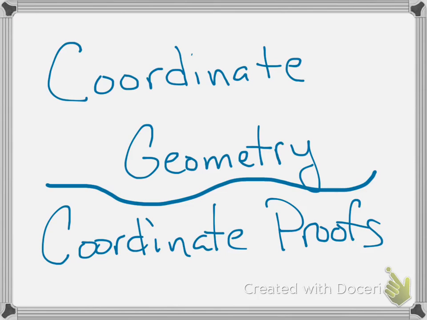The coordinate proof basically involves placing geometric figures in a coordinate plane. When you use variables to represent the coordinates of a figure in a coordinate proof, the results are true for all figures of that type. So basically we're coming up with a formula instead of always having to use points.